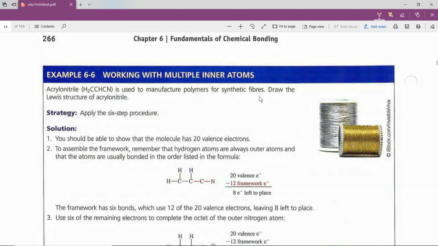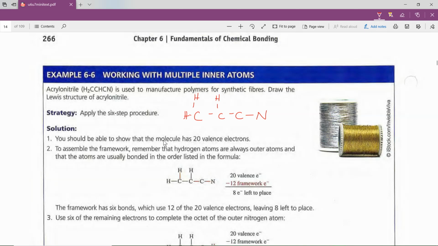Acrylonitrile, I did a project once on acrylonitrile, or a paper, in 1923. Acrylonitrile is used to manufacture polymers for synthetic fibers. Draw the Lewis structure of acrylonitrile. So it looks like I'm going to have a carbon and a hydrogen and a hydrogen, and then another carbon with a hydrogen bonded to that, and then a carbon bonded to a nitrogen.